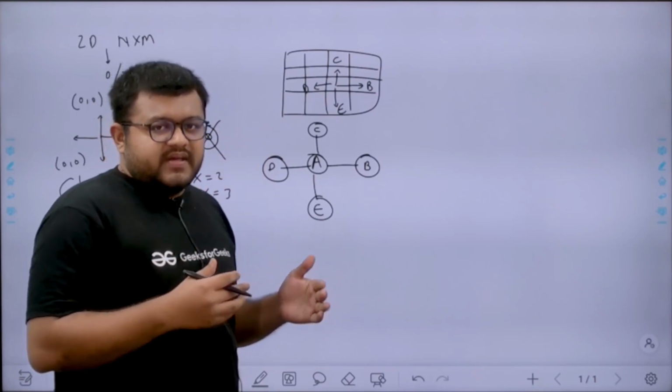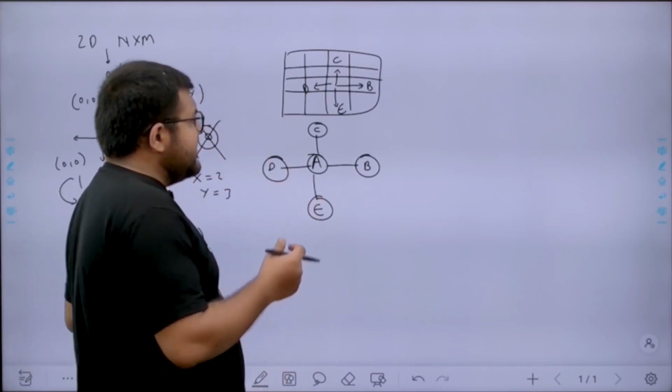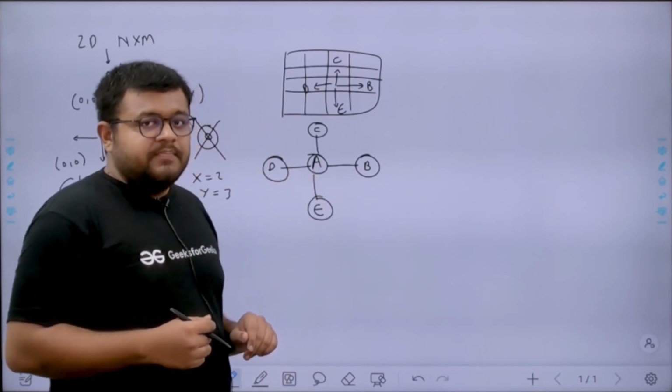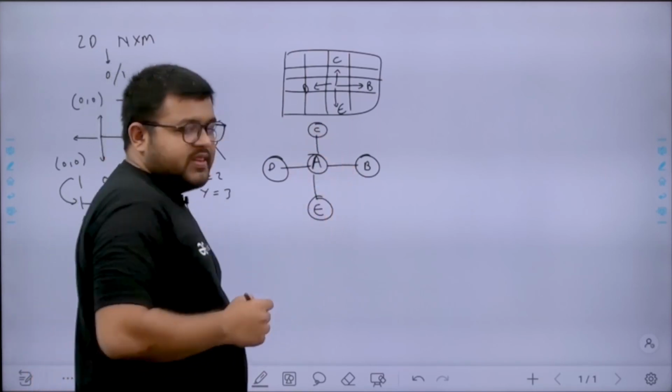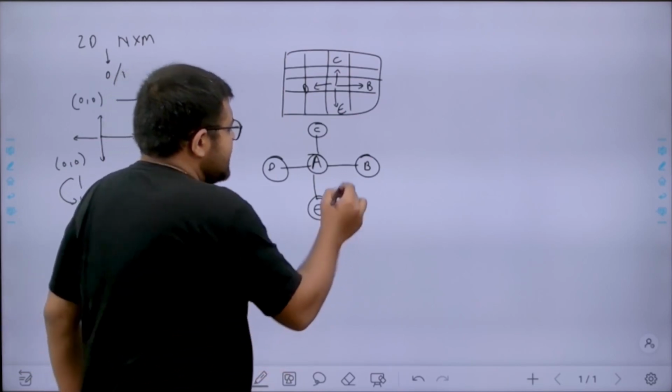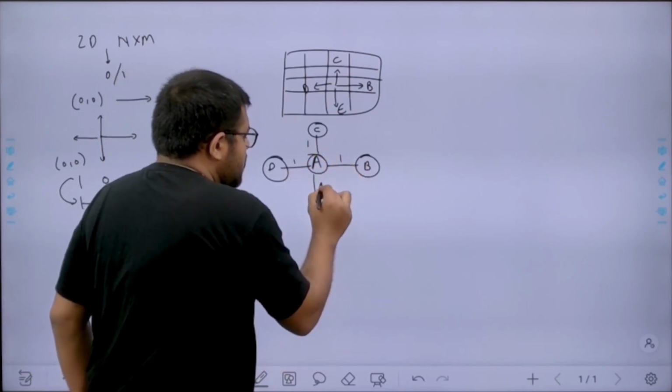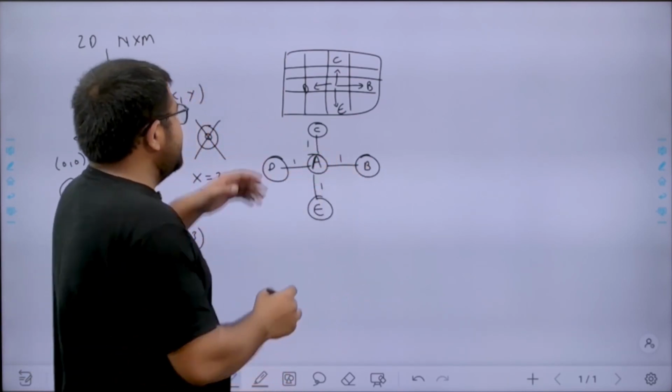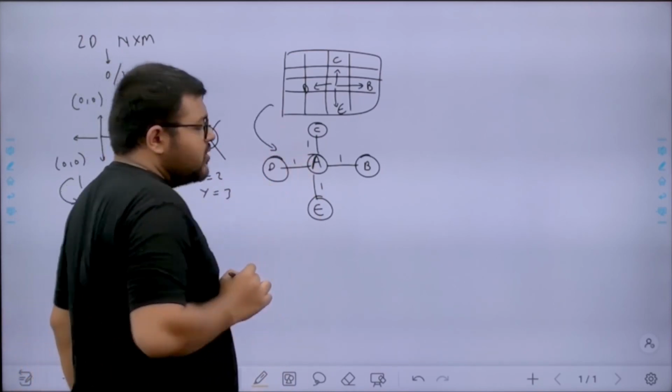All the 4 adjacent cells are connected to the particular cell, and we can assume an edge between them. And we need to find the minimum number of steps, so I can say the edge weight would be 1 unit for all the edges. So in this way, this 2D matrix will be converted into a graph.